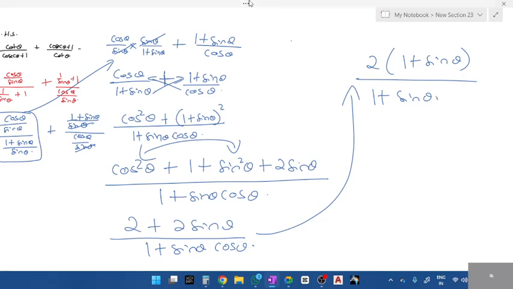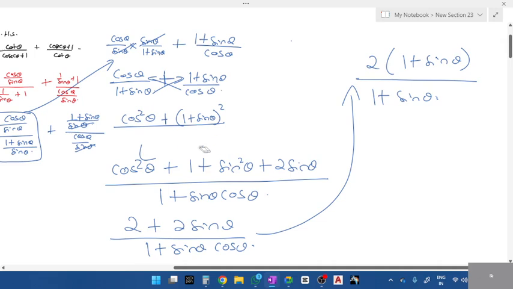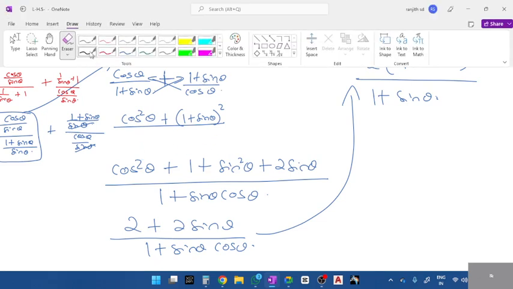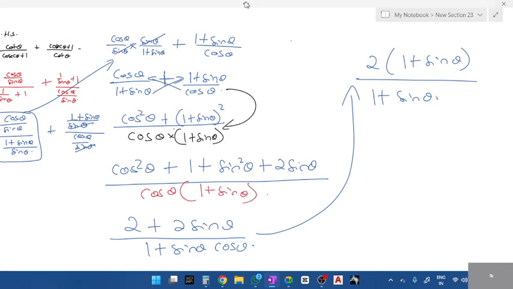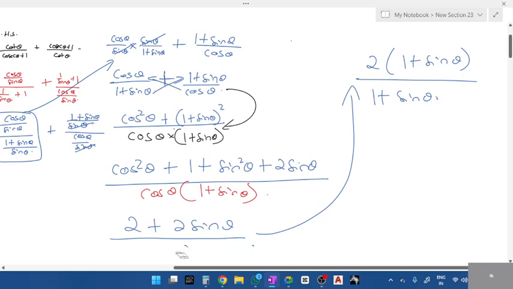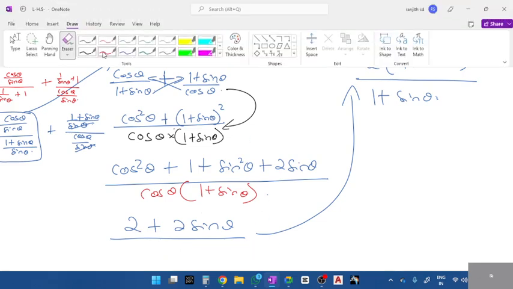Actually, this one I've gone wrong here, students. I've made a mistake here. Can you tell me this denominator? When we took LCM, what did we get? This part. What should I write? Both are different, right? So it has to be cos theta into, like this. Okay, here I've gone wrong. When you take LCM, it has to be cos theta into 1 plus sine theta. So even here, okay, cos theta.